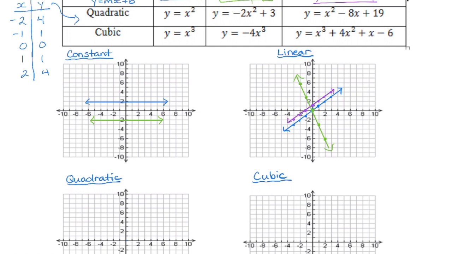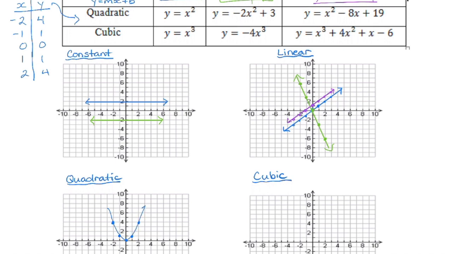When x is negative 2, y is positive 4. When x is negative 1, y is positive 1. When x is 0, y is 0. And again, we remember there's an axis of symmetry that goes through that vertex, making the other side a mirror image. We're going to connect this in our U shape.